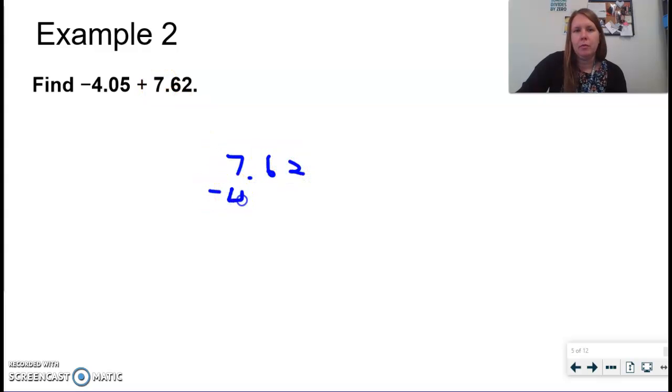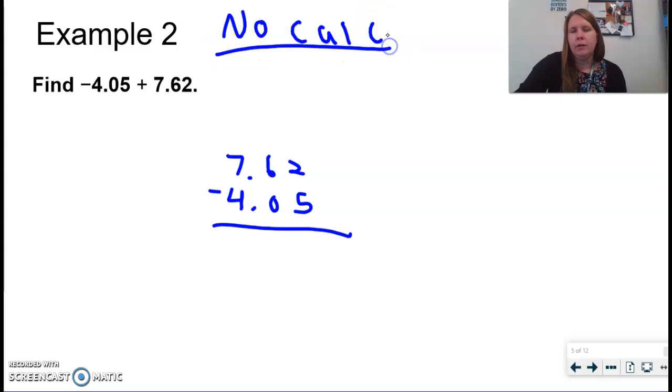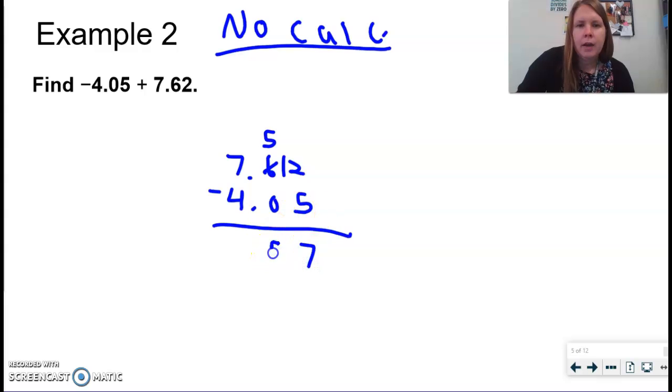7.62 minus 4.05. We are not using calculators, so I would always suggest setting it up this way because that's going to help you set up for your long subtraction. I can't do 2 minus 5, so I'm going to borrow 1 over. We're going to start solving this. I believe that's 7, 5, and then I'd have 7 minus 4, which is 3. And the larger one was the positive version, so it's going to be a positive 3.57. Okay?